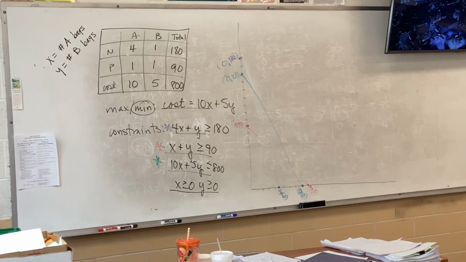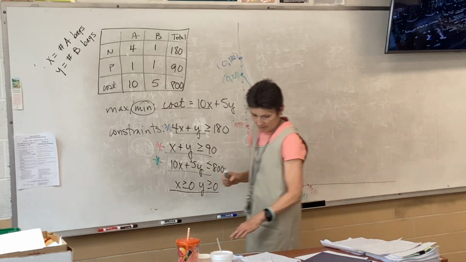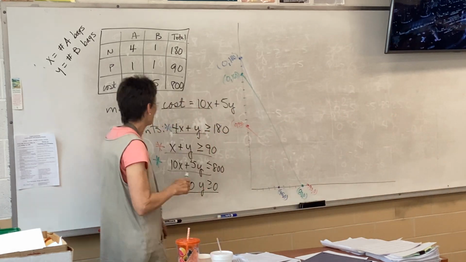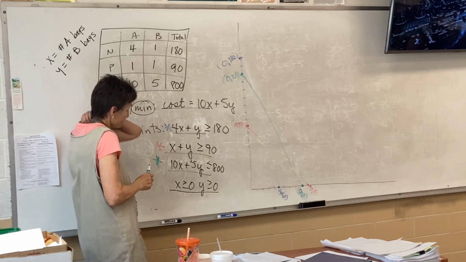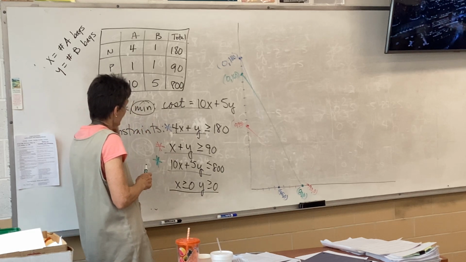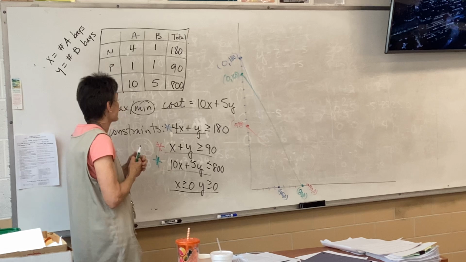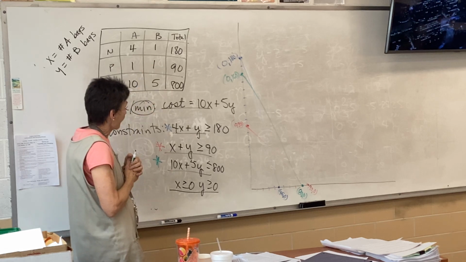Okay. Forgot to turn the video on, so we got the setup. 7.5 number 1, we got everything set up here. And we have graphed our 3 constraints that came from our chart.